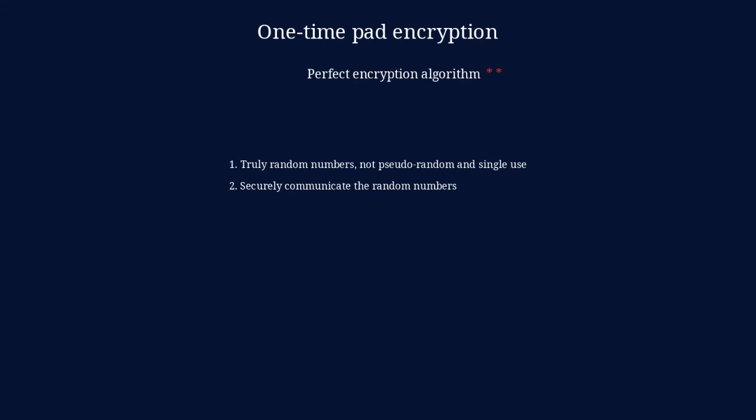The second one is that you must figure out a way to securely communicate that list of random numbers to Bob. So you can imagine that Alice and Bob meet in person. They know they will need to communicate at some point in the future remotely. They agree on a list of random numbers.